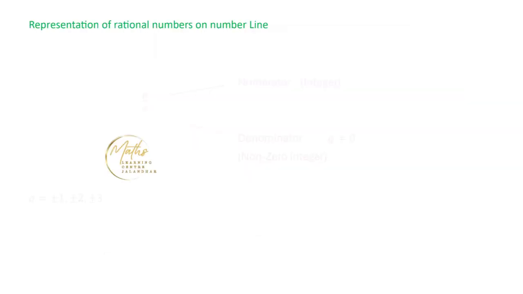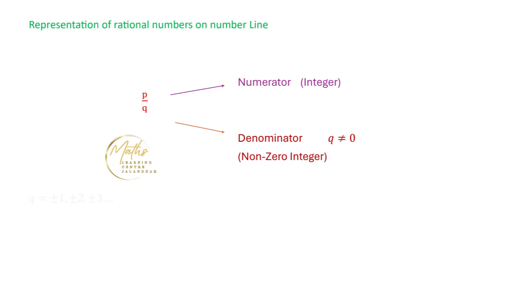So we start this presentation with the representation of rational numbers of the form p by q on the number line. We know from the definition of a rational number that it is a number in the form p by q, where p is called the numerator, an integer, and q is called the denominator, a non-zero integer. So the possible values of q, the denominator of a rational number, are 1, minus 1, 2, minus 2, 3, minus 3 and so on.